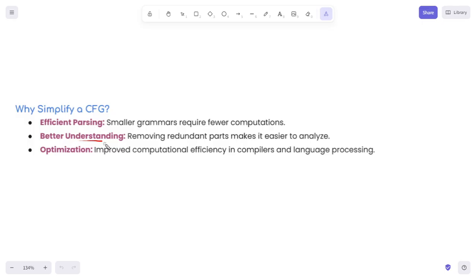Second is better understanding. If there are fewer production rules in a grammar, then it becomes easier to understand, right? So that is the second point. Third is optimization. The number of computations will be less and computational efficiency will be higher in compilers and also in language parsing. That's why simplifying a CFG is important.